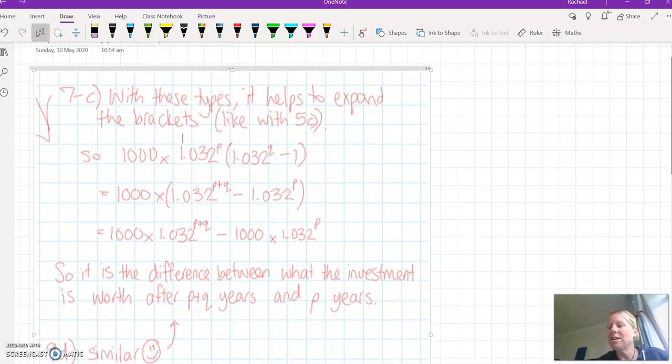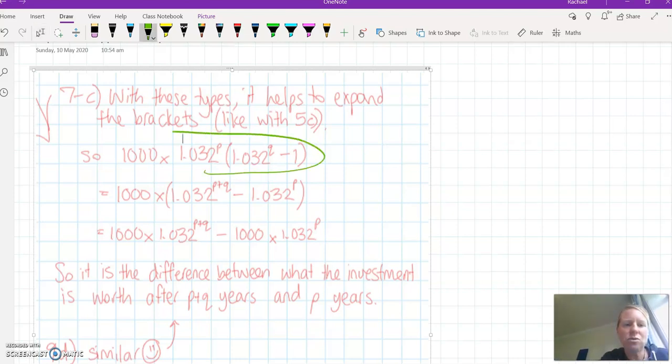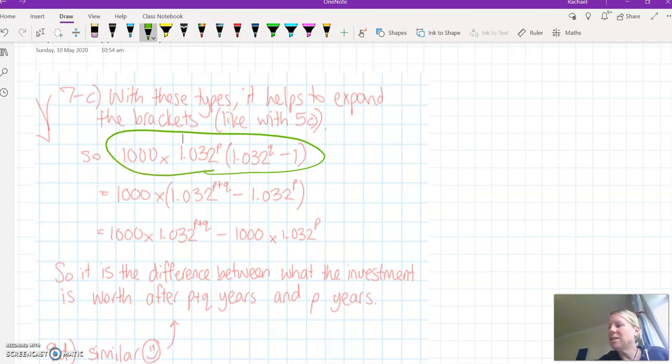It's where it says Malachi is calculating this thing here. The question is, with reference to the investment, explain what Malachi is calculating. Notice it's got a P and a Q in it. In 5C, the one about the bacterial population, that question was really similar, except it just had n, but it's very similar thinking to that, okay?